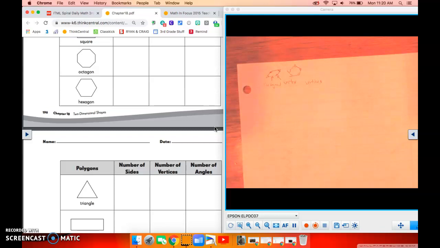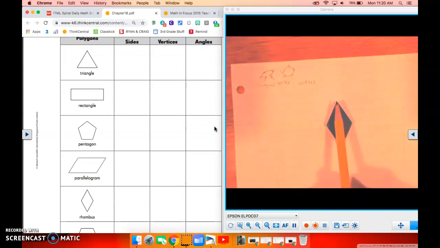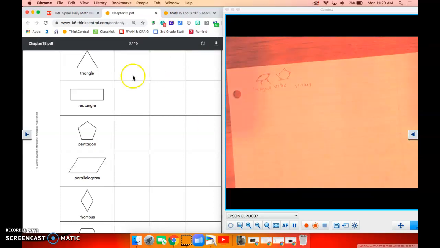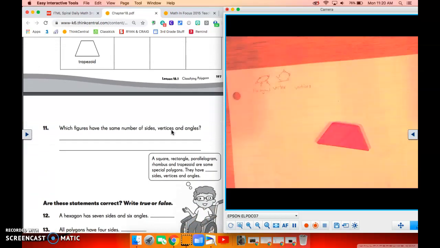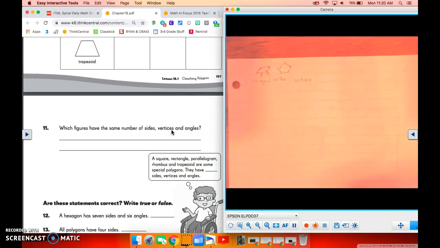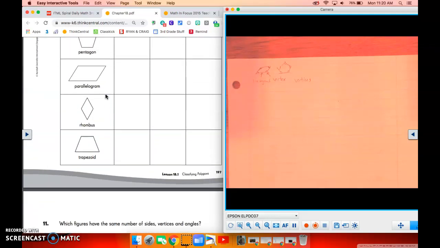You're going to notice every single one of these has the same exact number. So 1, 2, 3, 4 sides, 1, 2, 3, 4 angles, 1, 2, 3, 4 vertices. Every single one, the answers for sides and vertices and angles are going to be the same. Even for the red trapezoid: 4 sides, 4 vertices, 4 angles. Which figures have the same number of sides, vertices, and angles? Every single figure you did up here has the same exact number. But it's not asking you that.